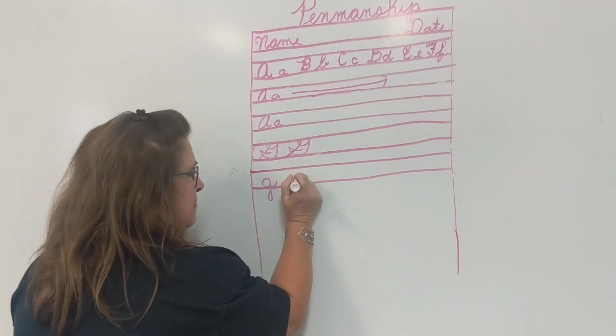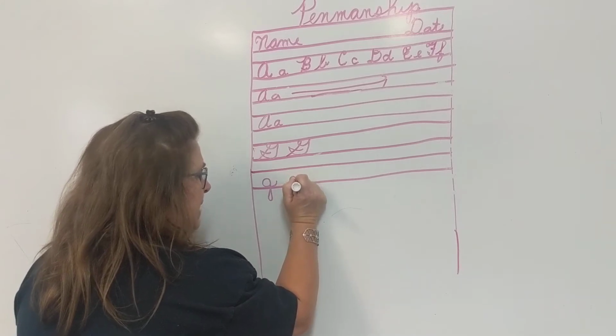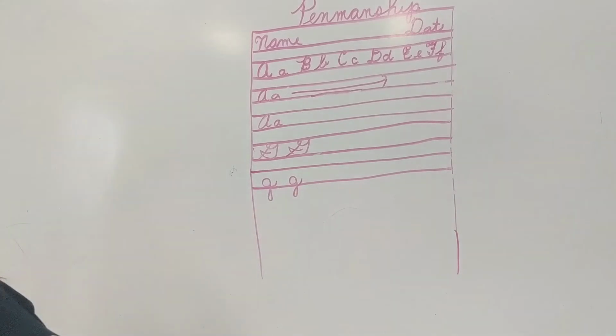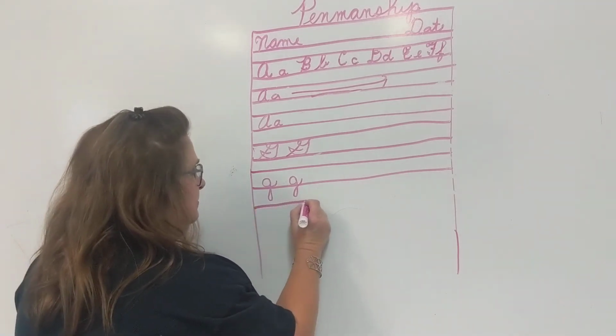Watch one more time. Up to the dotted line, swing around, close it up, come back down, put a little hook on it, swing around, and curve up. That is your lowercase g. I need you to write 5 of those on your line. Pause your video to do so.